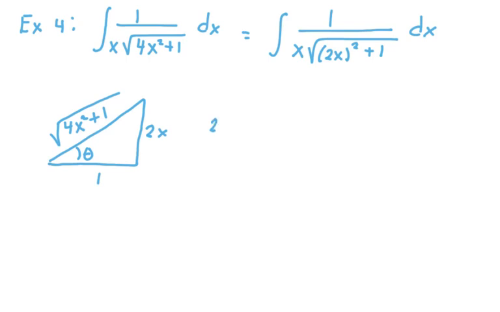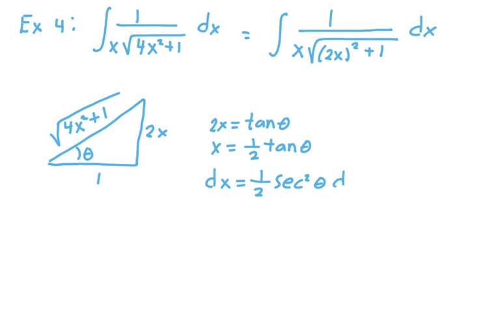So 2x is equal to tangent theta, which says x equals 1/2 tangent theta, right? dx is 1/2 secant squared theta d theta. And square root of 4x squared plus 1 is equal to secant theta.